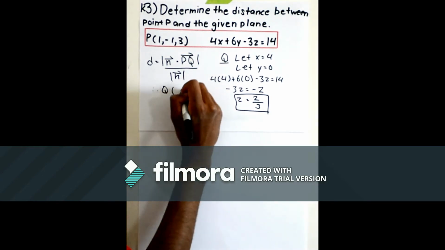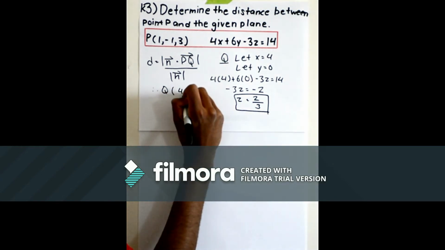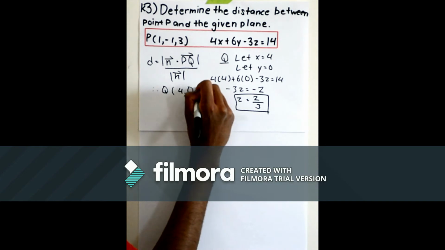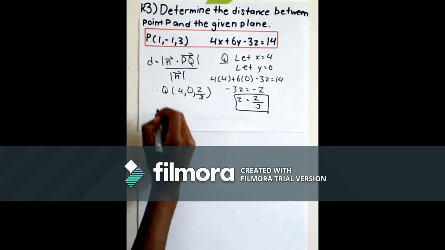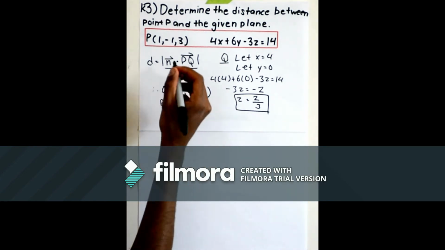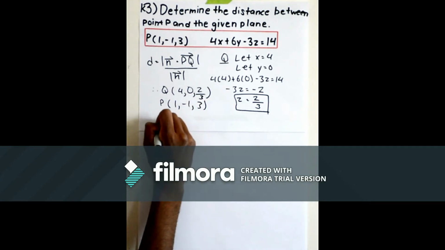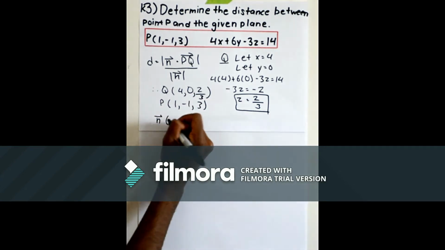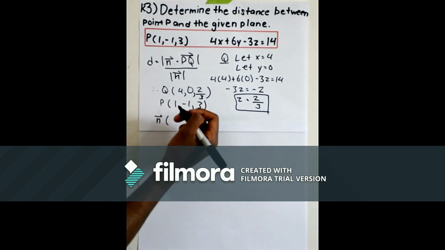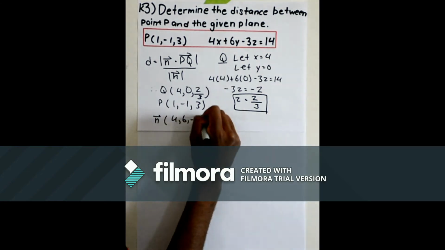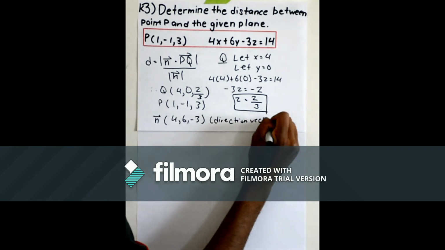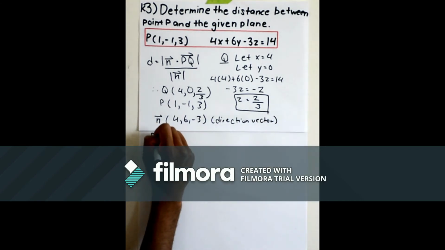So now let's write down our givens. We have a direction vector, represented with vector n, which is 4, 6, and -3. We have point Q, which is 4, 0, and 2 over 3. And we have point P, which is 1, -1, and 3. So now we're going to solve for vector PQ.